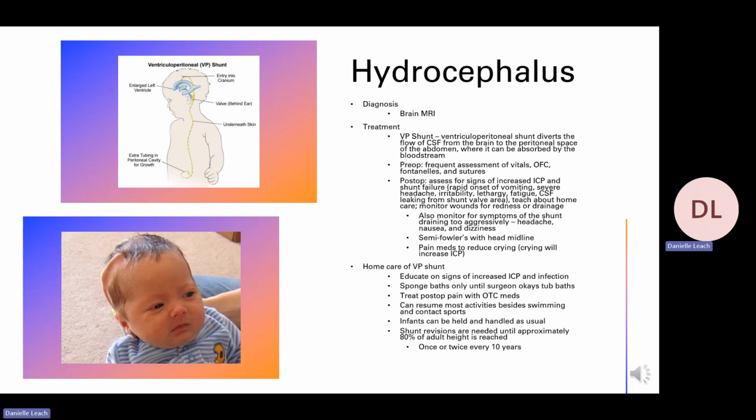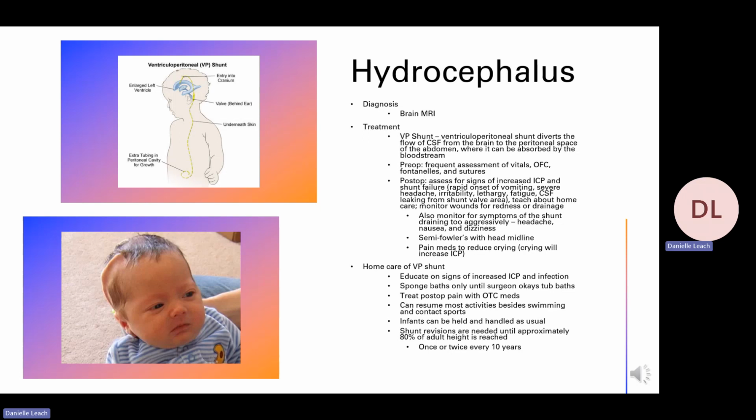So to diagnose hydrocephalus, the baby can have a brain MRI that would possibly show the cause of the hydrocephalus if it's not already known, and how severe it is. Again, this can be seen on prenatal ultrasound as well.